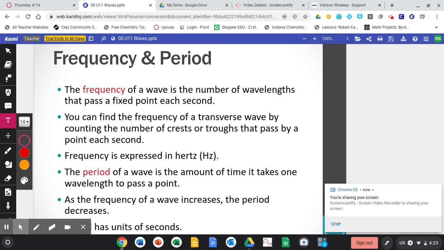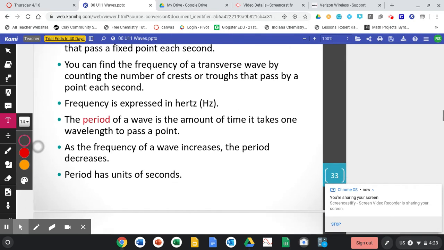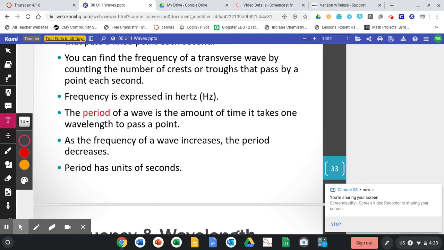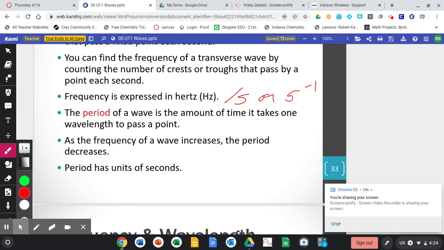You can find the frequency of a transverse wave by counting the number of crests or troughs that pass a point each second. Frequency is expressed in the unit hertz. Hz is how that's abbreviated. And it is actually the unit per second, not seconds, so the seconds is in the denominator. Or we can write it like this, 1 per second, or s to the negative 1, because a negative exponent means you can put it in the denominator and make it positive.